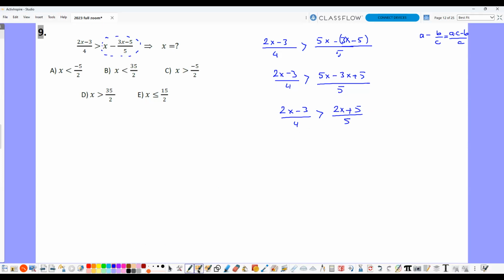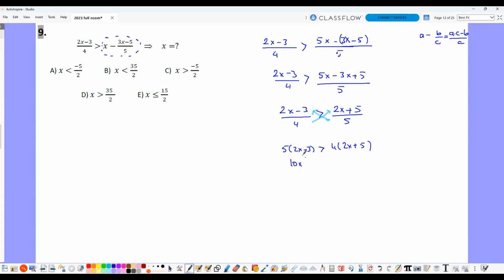Here we can cross multiply, and we can keep the inequality again, because we are multiplying with positive numbers, which means that 5 times 2x minus 3 is still bigger than 4 times 2x plus 5. Again, I'm repeating, if these are not positive numbers, you cannot keep the inequality like this.